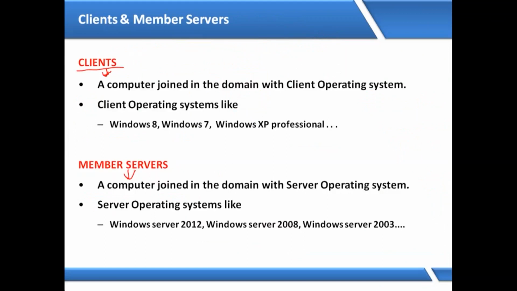So a computer with the server OS, if it is not joined into the domain, it will be in workgroup. If the same computer is joined into the domain with the server OS, the procedure and method will be exactly the same. But joining the machine with the client OS or joining the machine with the server OS.